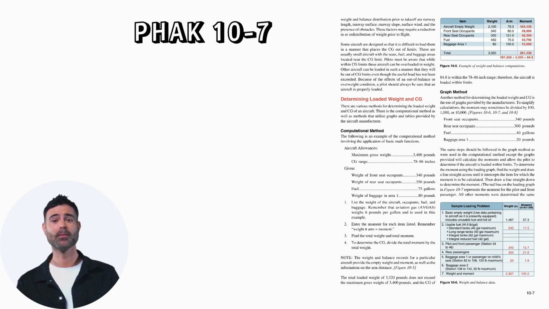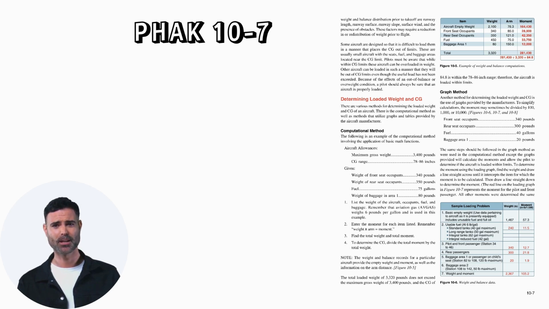1. List the weight of the aircraft, occupants, fuel, and baggage. Remember that aviation gas, AV gas, weighs 6 pounds per gallon and is used in this example. 2. Enter the moment for each item listed. Remember, weight times arm equals moment. 3. Find the total weight and total moment. 4. To determine the CG, divide the total moment by the total weight. Note, the weight and balance records for a particular aircraft provide the empty weight and moment, as well as the information on the arm distance.